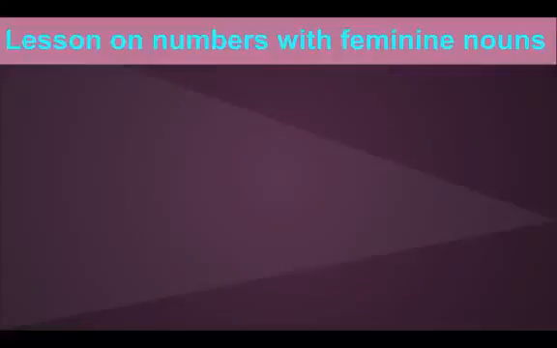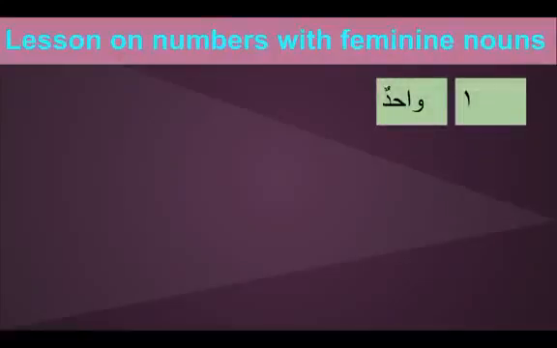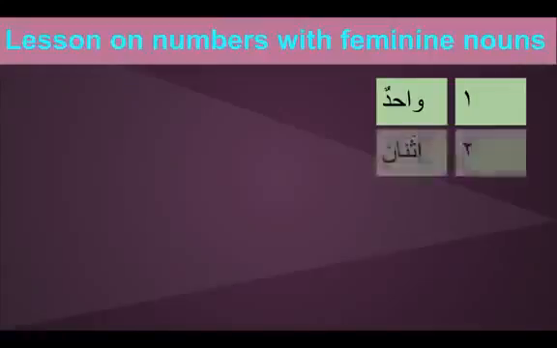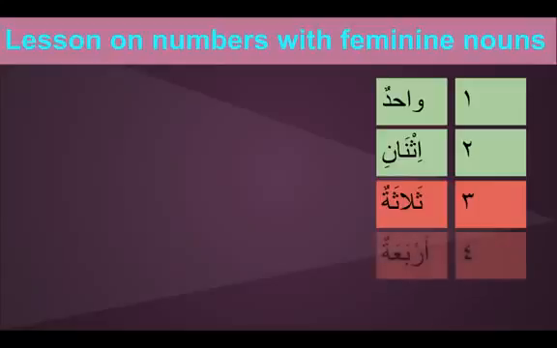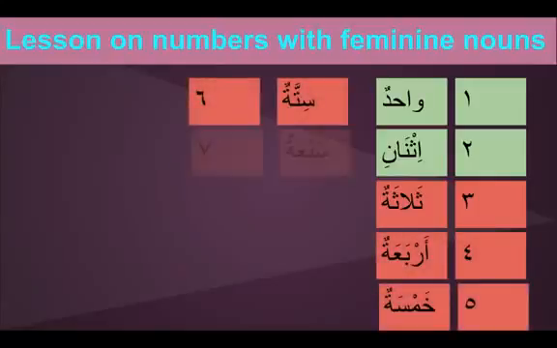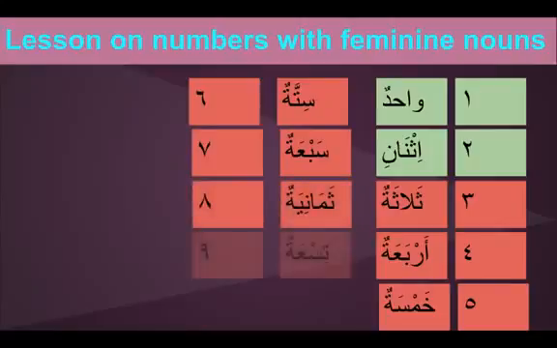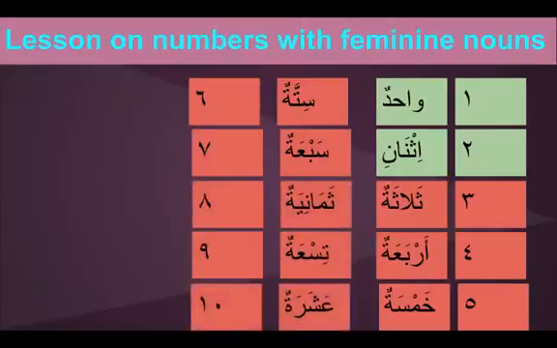So for masculine nouns, from 1 and 2 it will be na'at man'ud, so it will be a masculine number for masculine nouns, wahid and ithnan. And from 3 till 10 the construction changes, so it will be opposite genders. If you have a masculine noun, we will be using feminine numbers. For example, thalathatun, arba'atun, khamsatun, sittatun, sab'atun, thamaniyatun, tis'atun and asharatun. These are the feminine numbers used for masculine nouns, but today we are doing numbers with feminine nouns.